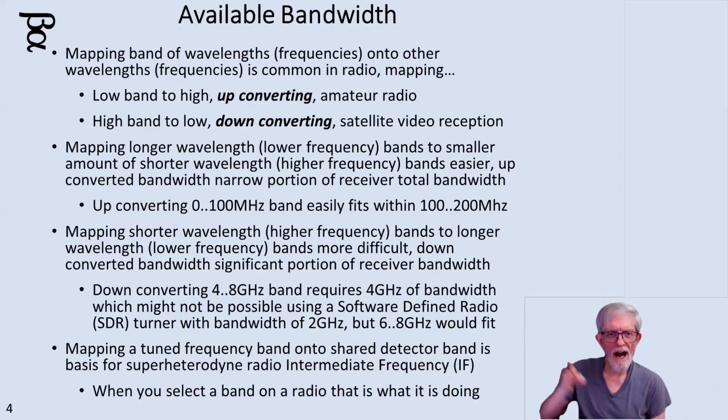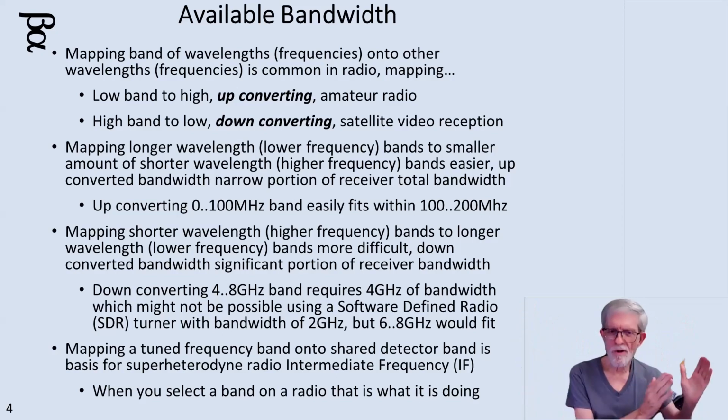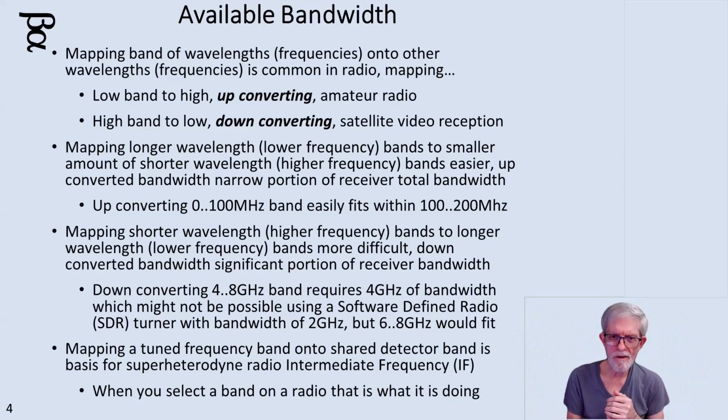If you want to convert a high frequency band to be able to be received by your low frequency, narrower bandwidth radio, you have to take a smaller slice because that wider bandwidth, higher frequency is going to occupy a lot of the received bandwidth of your radio. So for example, if I wanted to receive NASA satellites, which are up in the 6 to 8 gigahertz range, I can't just say, well, I'll take 4 to 8, and then I'll drop that on a down converter into my maximum 2 gigahertz radio. It won't fit. I'll only get 50% of it.